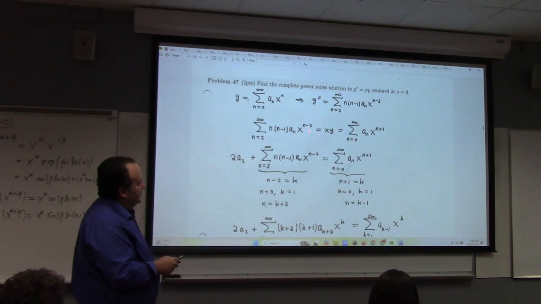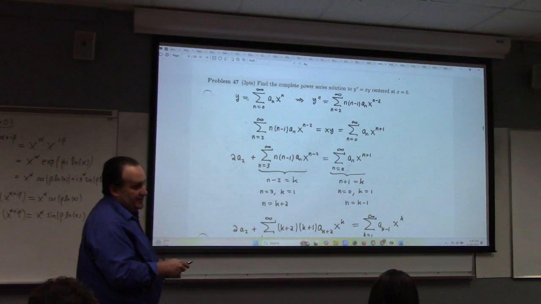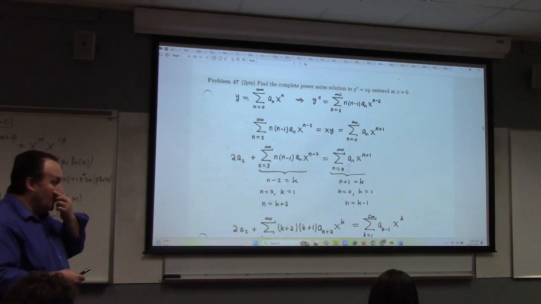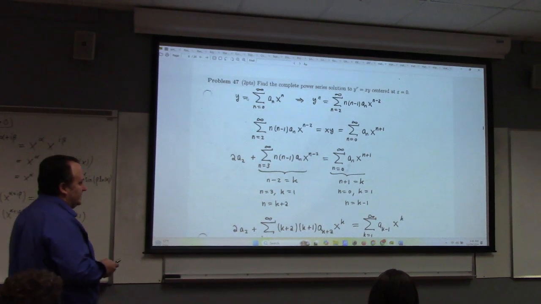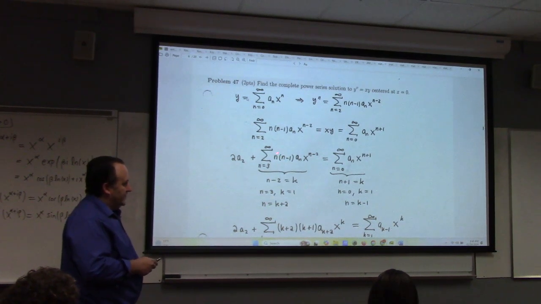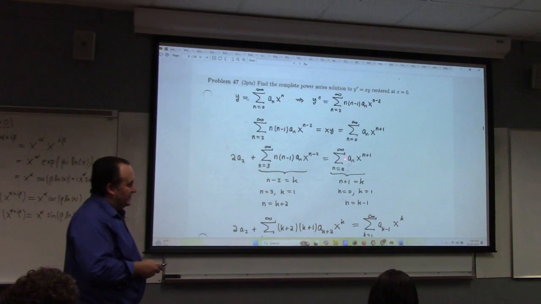And then my next move is to notice that I've got an n minus 2 here, but I've got an n plus 1 here. In order to combine these sums, I need to make the powers match. So what I typically do is just make them meet in the middle. I just changed both of them to k: n minus 2 is k and n plus 1 is k. If I do that, I get n is k plus 2 over here, and I get n is k minus 1 over there.